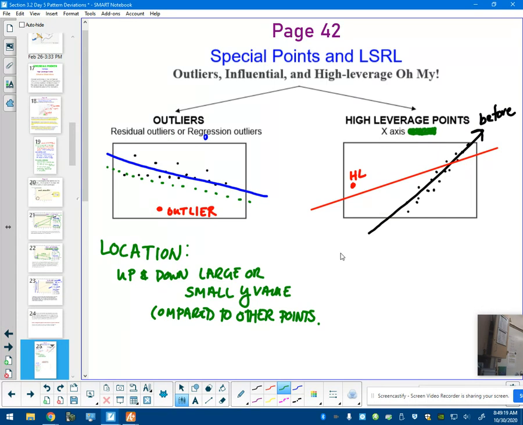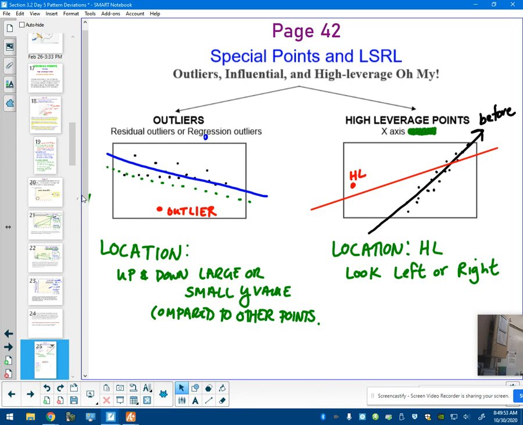Okay, so location. Location of a high leverage point. You're going to look left or right. Can a data set have high leverage points and outliers, both up and down outliers and left and right high leverage? Yes. And then what happens? I don't know. You've got to go in and do the stat test to figure out what will exactly happen. Okay, look left or right.